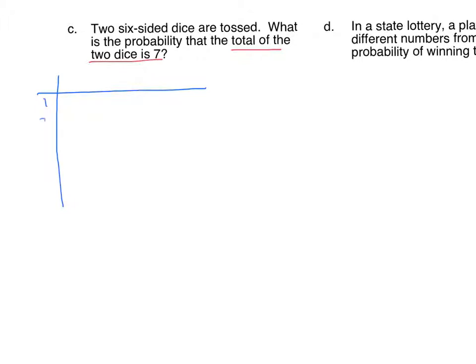So I'm going to have 1, 2, 3, 4, 5, 6 over here, and then I'll have 1, 2, 3, 4, 5, and 6 over here. And then you're going to put your choices together. So I've got 1, 1, 1, 2, 1, 3, 1, 4, 1, 5, 1, 6, and so forth. So you're going to finish filling out your chart. So fill out your chart.